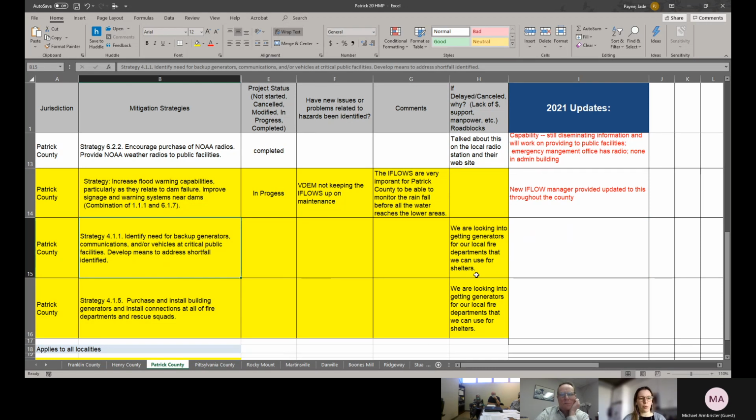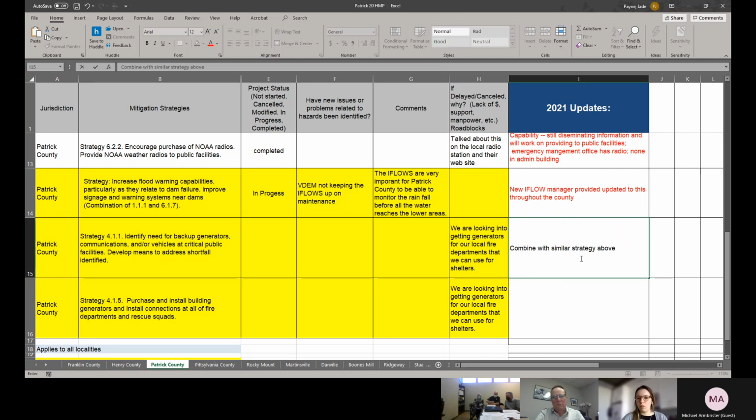This next one, strategy 4.1.1: identify need for backup generators, communications, and/or vehicles at critical public facilities. Develop means to address shortfall identified. So this seems similar to the generator one mentioned above. You said again that you're looking to get it to the local fire departments, so it sounds like something that can be combined with the very similar one above. Okay. And then we have strategy 4.1.5: purchase and install more generators, and install connections at all fire departments.